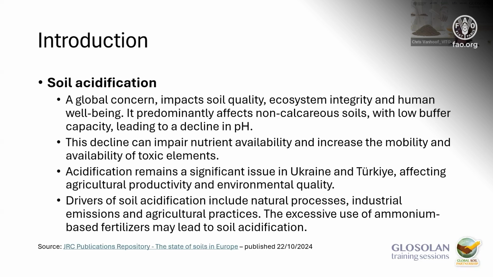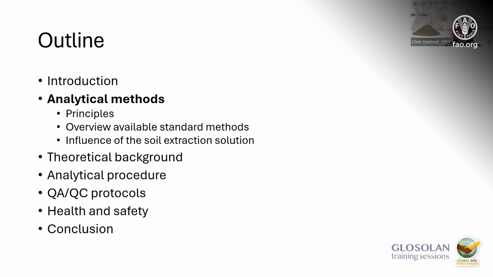In the report, it is mentioned that acidification is a significant issue in Ukraine, but also in Turkey. This also has an effect on agricultural productivity and environmental quality. The drivers of this soil acidification include, of course, natural processes, but also industrial emissions and agricultural practices. It is stated that the more ammonium-based fertilizer is used, the more this leads to soil acidification. This is a short introduction on why soil pH is so important to measure.